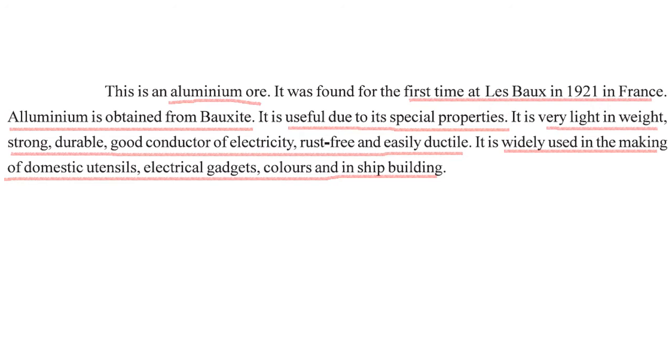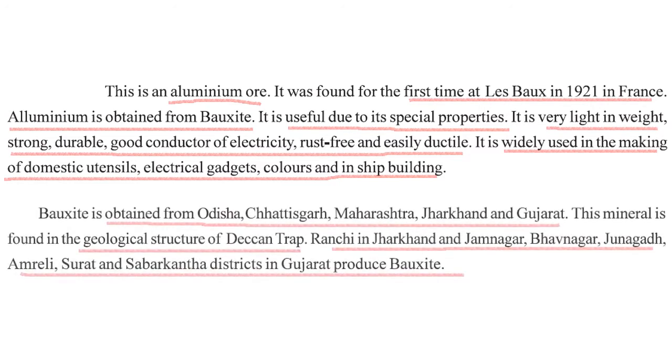It is widely used in the making of domestic utensils, electrical gadgets, colors, and in shipbuilding. It is obtained in India from Odisha, Chhattisgarh, Maharashtra, Jharkhand, and Gujarat. Usually in the Deccan Tract of India, this kind of mineral is obtained. In Ranchi, Jharkhand, and Jamnagar, Bhavnagar, Junagadh, Amreli, Surat, and Sabarkantha districts of Gujarat produce bauxite in plenty.